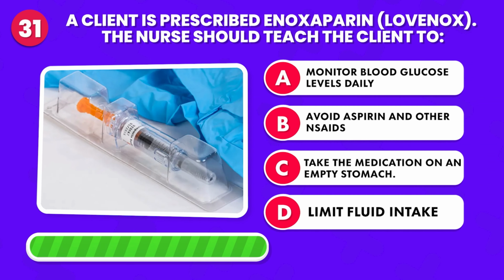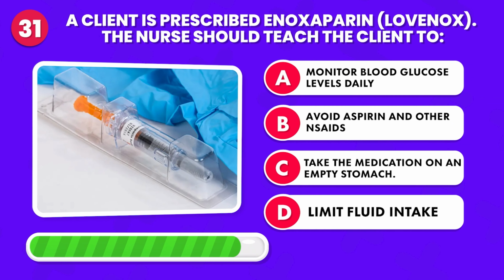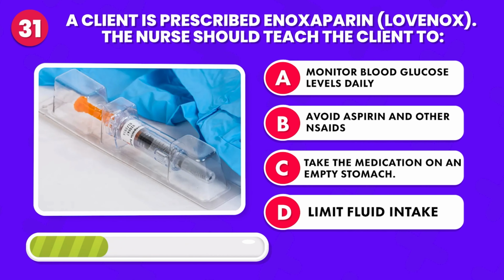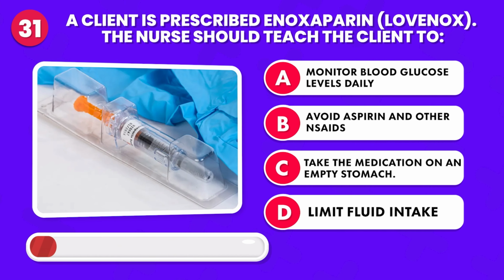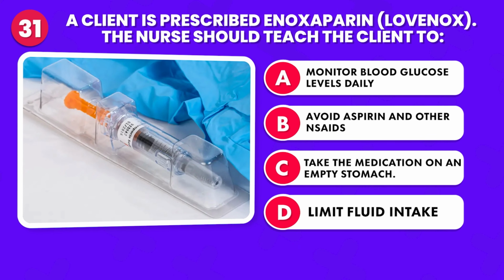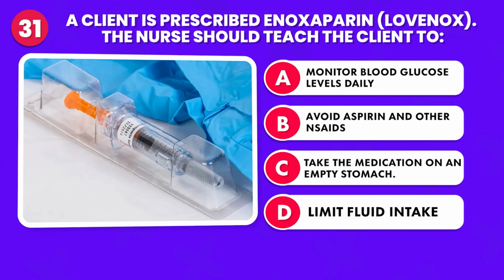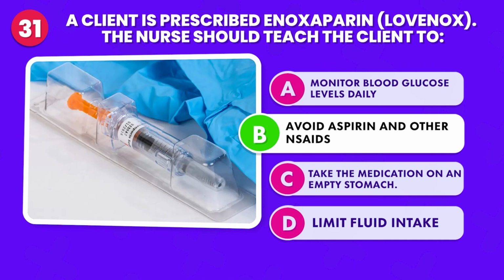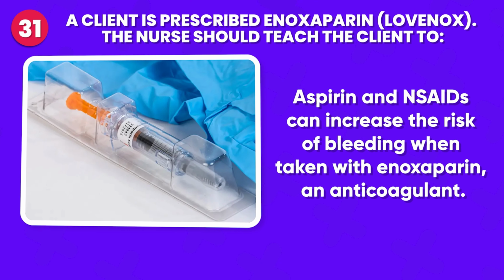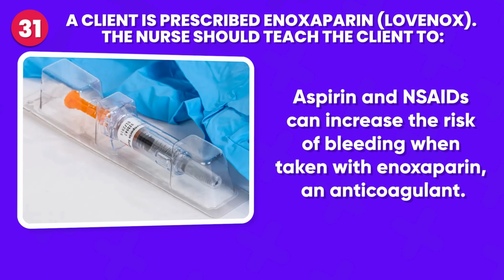A client is prescribed enoxaparin, Lovenox. The nurse should teach the client to: A. Monitor blood glucose levels daily. B. Avoid aspirin and other NSAIDs. C. Take the medication on an empty stomach. D. Limit fluid intake. It's B. Avoid aspirin and other NSAIDs. Aspirin and NSAIDs can increase the risk of bleeding when taken with enoxaparin, an anticoagulant.